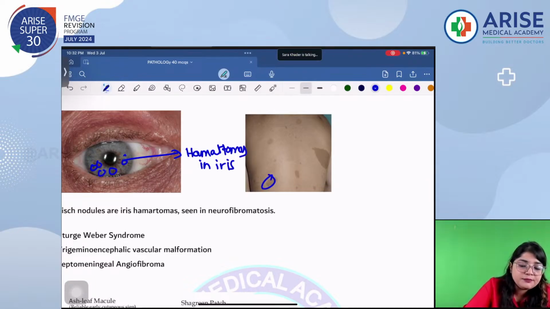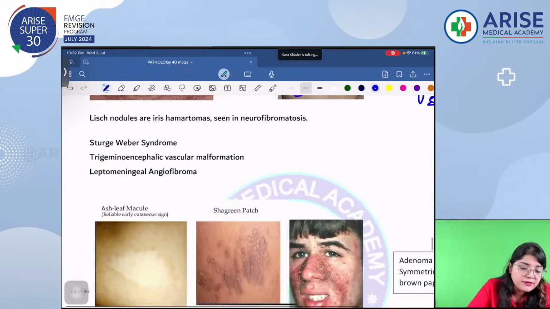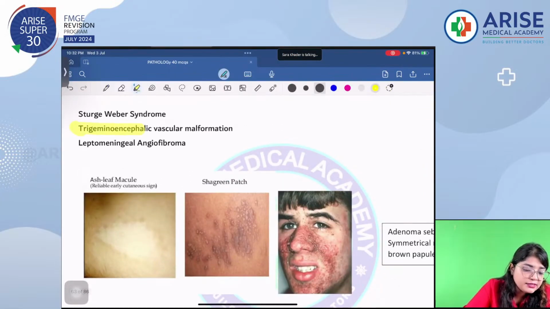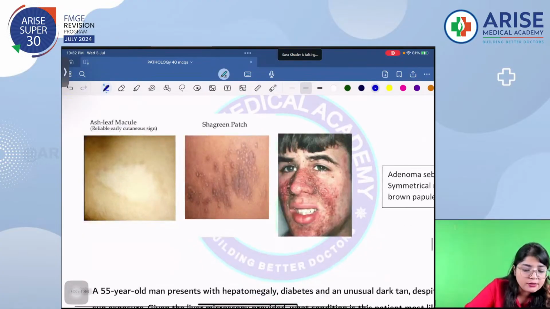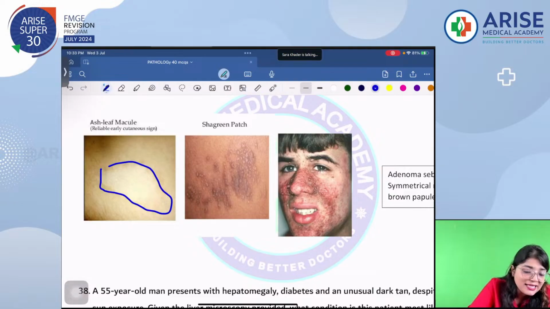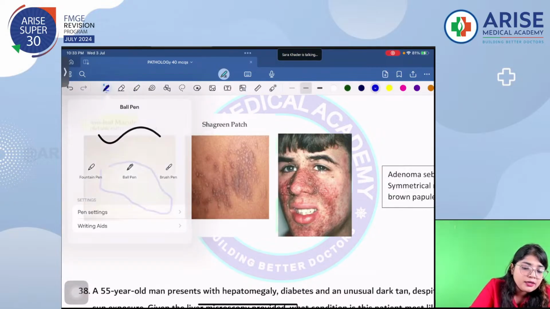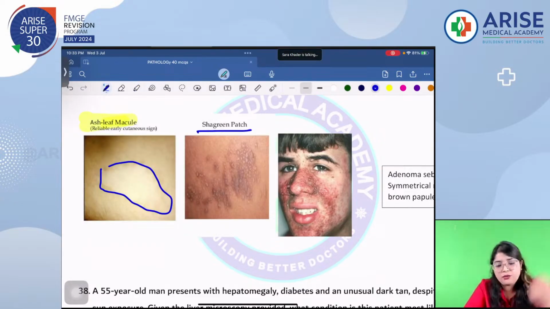You also have these spots. What are these? These are the café-au-lait spots. Okay. Sturge-Weber syndrome, trigeminoencephalic malformations, leptomeningeal angiomas on the same side. Okay, ends up with seizure, glaucoma, and your port wine stain. What about your tuberous sclerosis? You see this hypopigmented macule, which is your ash leaf macule. Very important. Also, you see shagreen patch, usually on the back.